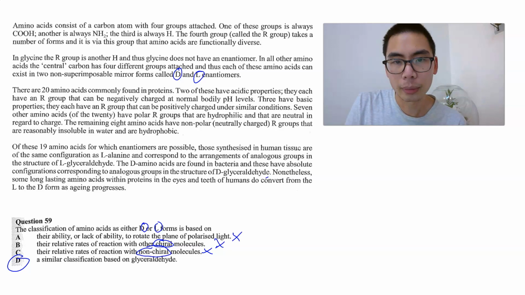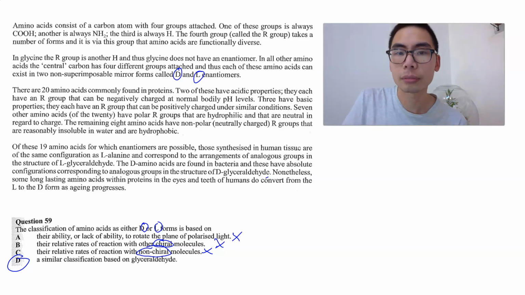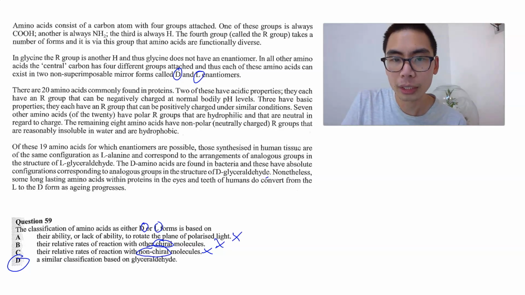Okay, it's not really saying that much except that L-alanine has similar arrangements or structure as L-glyceraldehyde. Okay, let's keep on reading. The D amino acids are found in bacteria, and these have absolute configurations corresponding to analogous groups in the structure of D-glyceraldehyde. Okay, again, it's not really saying that much.